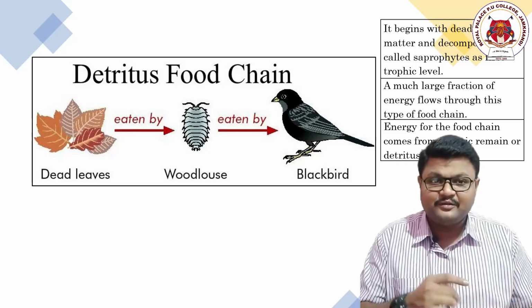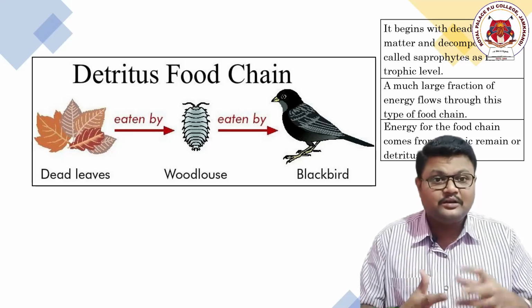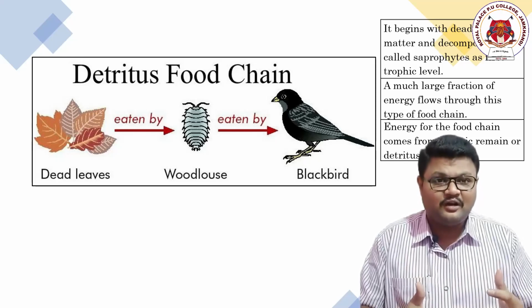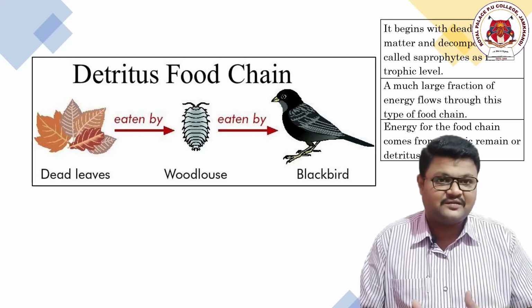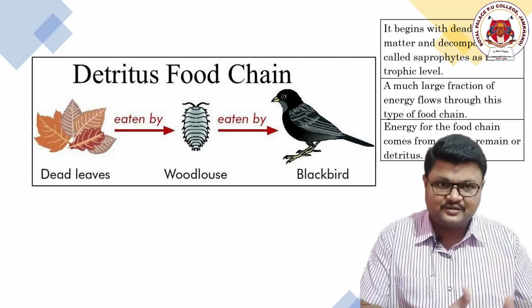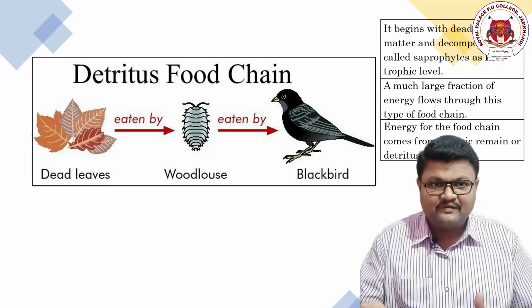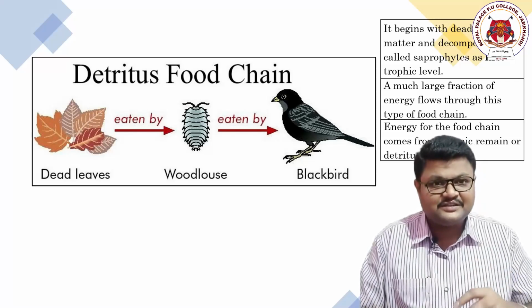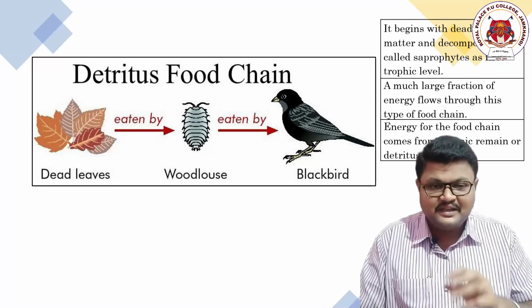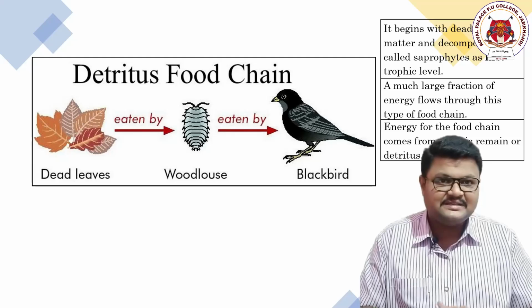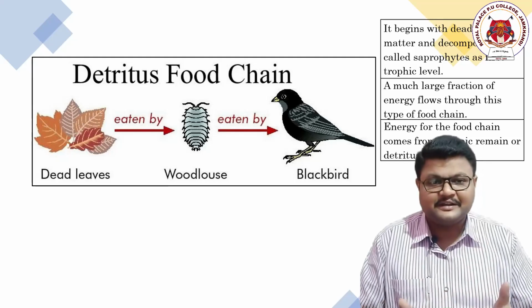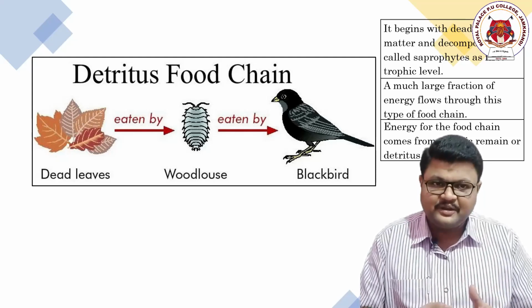So as compared to grazing food chain, here a higher amount of the energy is being transferred from one trophic level to another trophic level. In case of the grazing food chain, GFC, wherein the source of energy was the sun, here the source of energy is the organic matter or the detritus. Don't forget about it. 3 points.